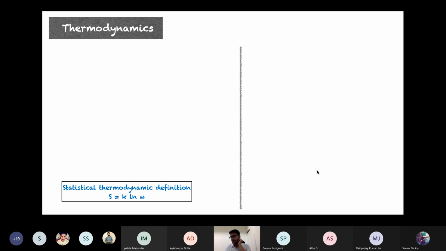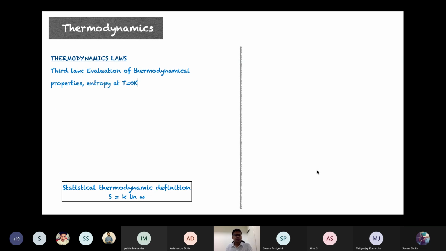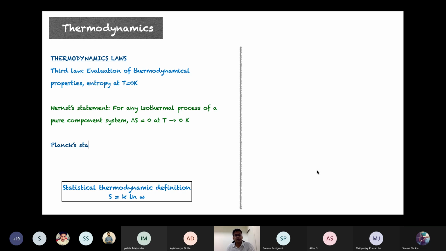Okay, then I have a few minutes. Let's move to the third law. The third law gives us an idea of how to evaluate thermodynamic properties. The first statement or theorem was given by Nernst, so it's called the Nernst heat theorem or Nernst statement. He said that for any isothermal process of a pure component system, the entropy change is equal to 0 when we reach absolute 0 temperature. There are many debates on this particular statement, but this is a simple definition of the third law.